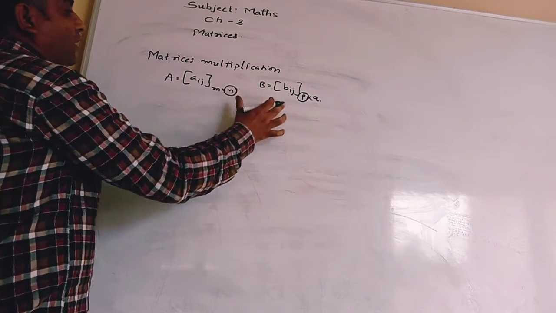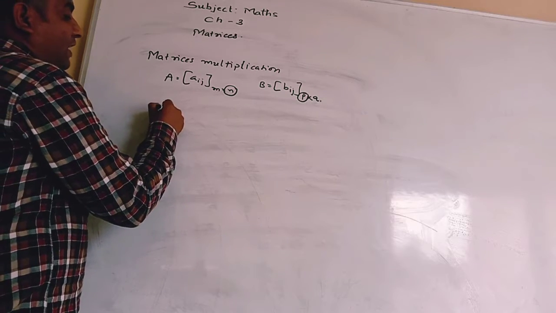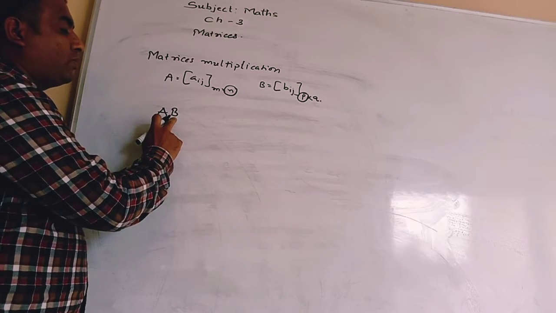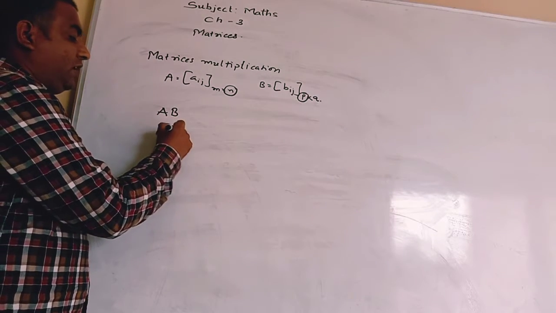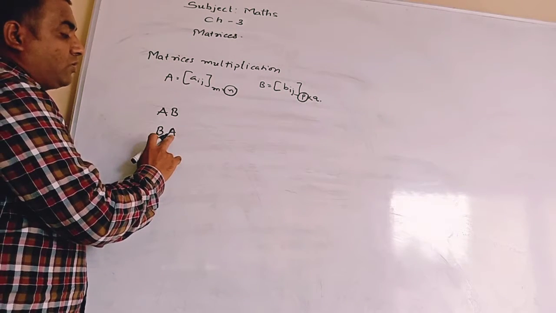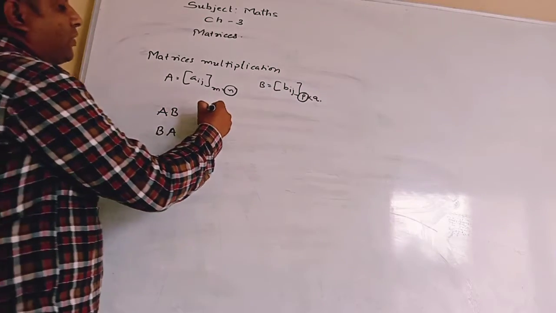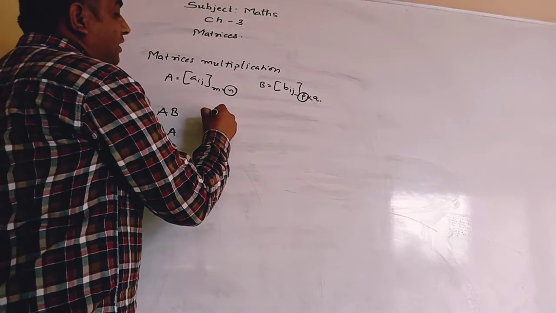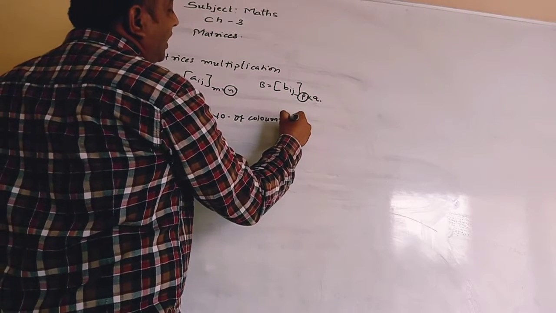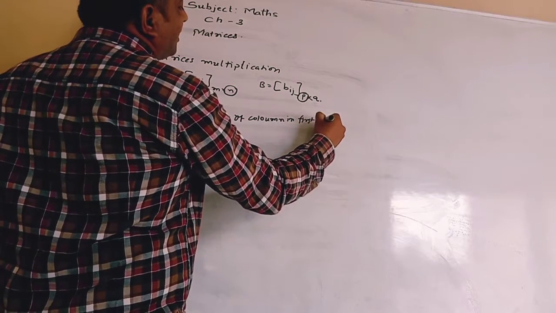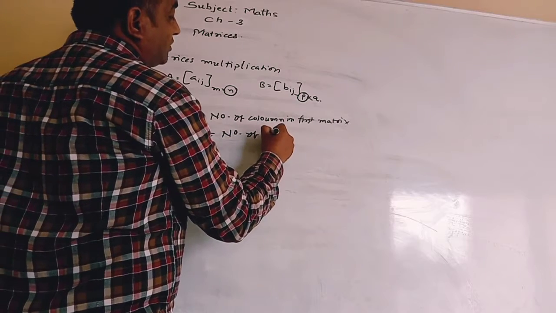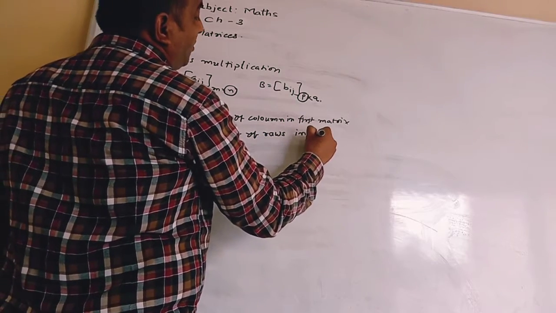For any two matrices, if we write A into B, then the number of columns in A is equal to the number of rows in B. If we write B into A, then the number of columns in B is equal to the number of rows in A. Means the matrix product is possible only when the number of columns in the first matrix equals the number of rows in the second matrix.